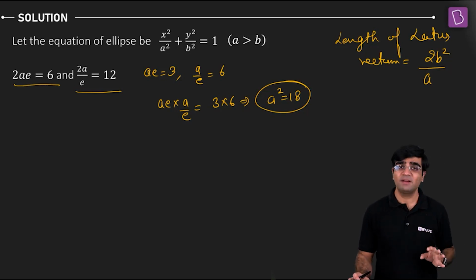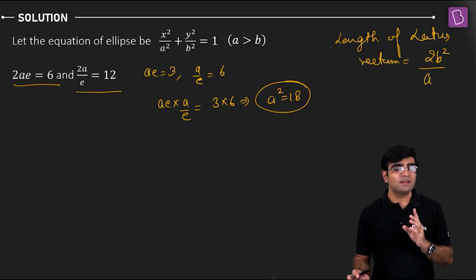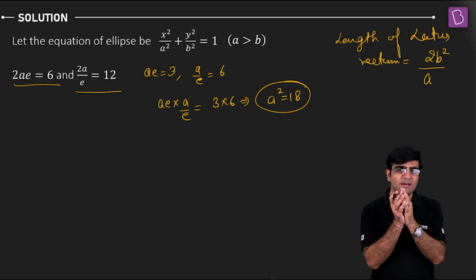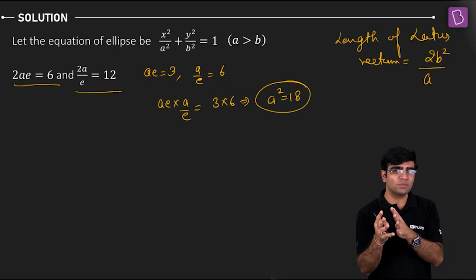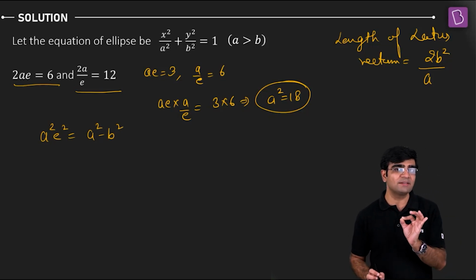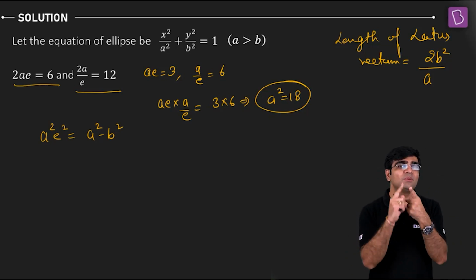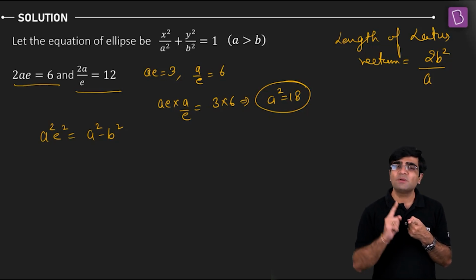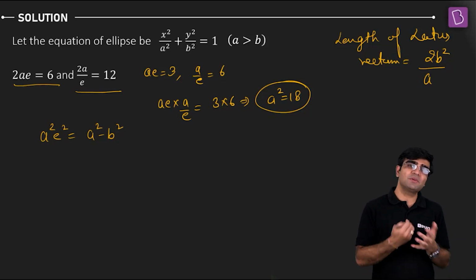All right, what do I have? I have A into E. Now, the moment this A into E strikes your mind and you know that you have to figure out B square, immediately another thing comes to your mind: A square E square is equal to A square minus B square. Pretty standard result. You have A into E, you have A square, and you're looking for B square. This is the first thing which will come to your mind.